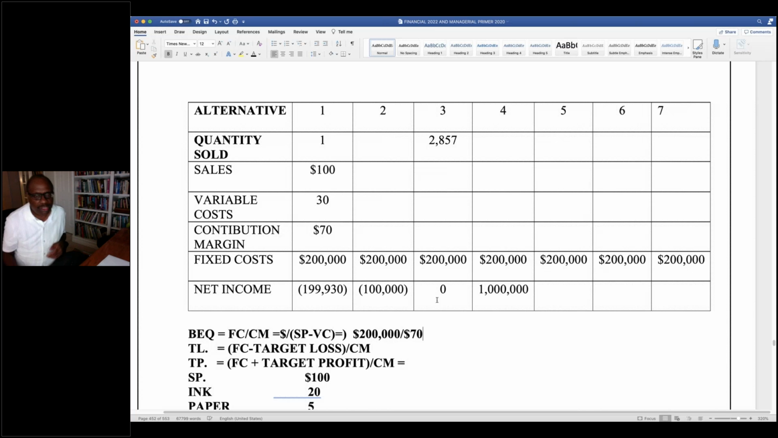So do you see that? It's going to be the fixed cost divided by this number. So what do we come up with? 70. Well, okay, so 200,000 divided by 70. Oh, that's 2,857. Okay, so that's... Wait, it's 2,857.14. We round to a whole number. Oh, okay.